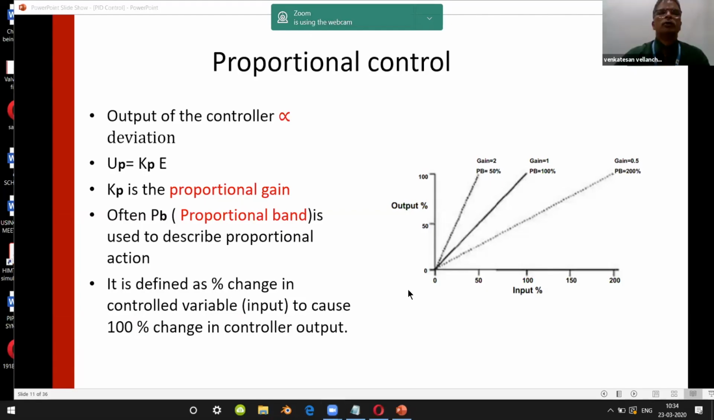VRV, sir. Sir, can you please share your screen, sir? We can't see the screen. Yeah, one second. Yeah, thank you, sir. Is it okay now? Yes, sir, now can see. Okay. So can you go back from the previous slide, sir? Just so that we don't miss out.